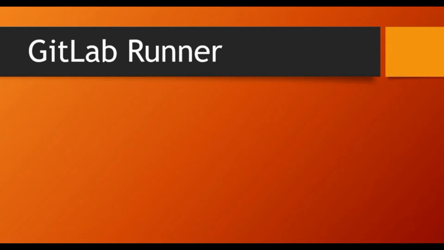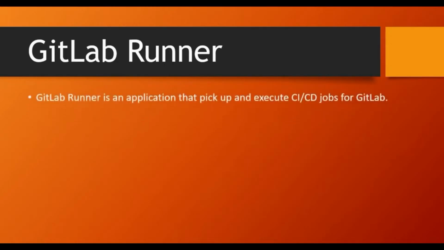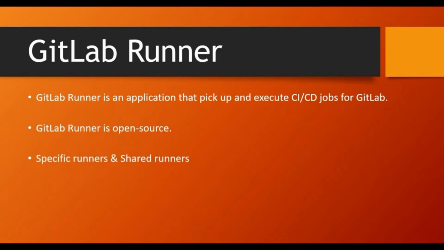Just to give a recap for those who don't know what a GitLab runner is: GitLab Runner is an application that picks up and executes the CI/CD job for GitLab. It's more like a slave machine, which we use in Jenkins, or nodes, which we call it in Jenkins, where the jobs will be running. GitLab Runner is open source software, so you can use it and install it.